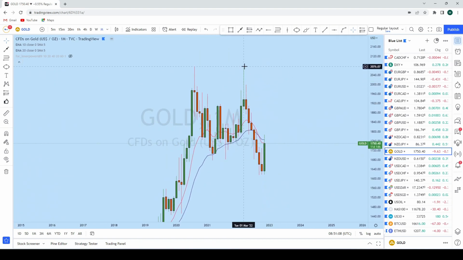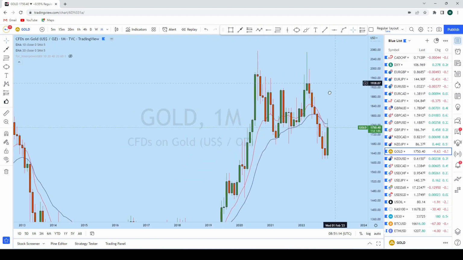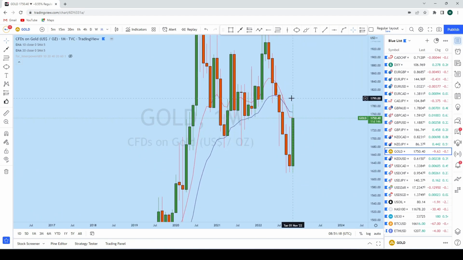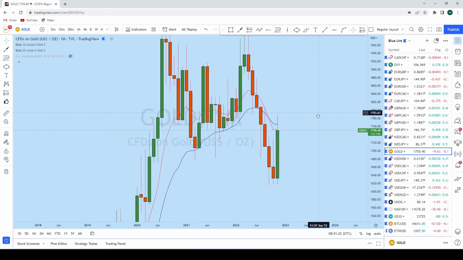Now if you closely look, this is the monthly impulse on gold. This is a long-term bearish market, which created this big impulsive move to the downside, followed by what we have seen this current month, a significant retracement. This is exactly what I expected.